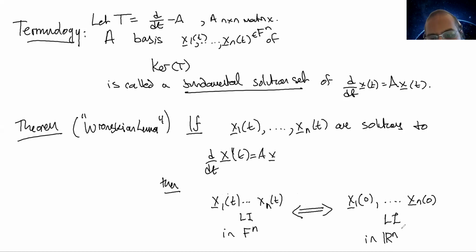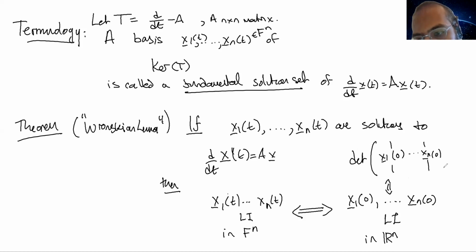Okay. Another way of saying this is that if you write this in matrix notation, this is the same as saying that the determinant of this matrix, at 0, that's just a convention. It's actually true at any point. You can plug in any number other than 0. So it's not a problem. If and only if the determinant is not 0.